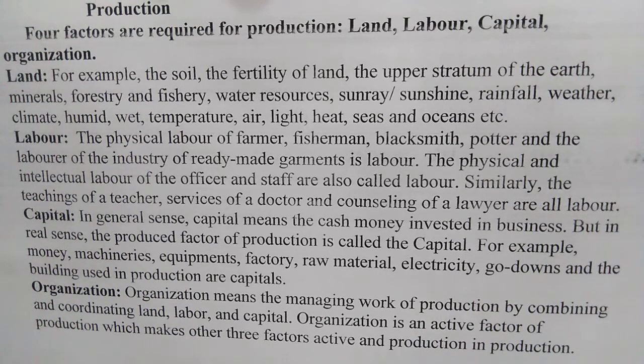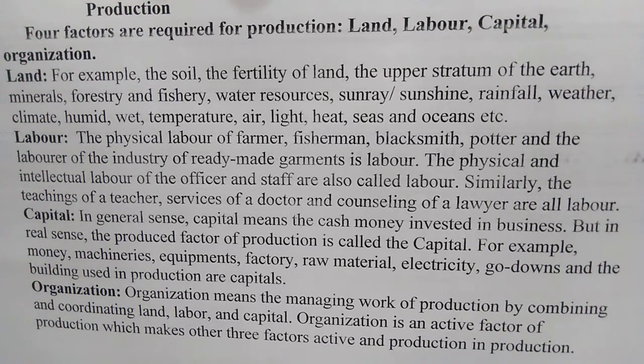The organizer has to prepare the plan for production. He combines three factors and he coordinates them. In this way, the organizer has to take on his shoulder the risk or uncertainty of the business. So there are four factors of production: land, labor, capital, and organization.